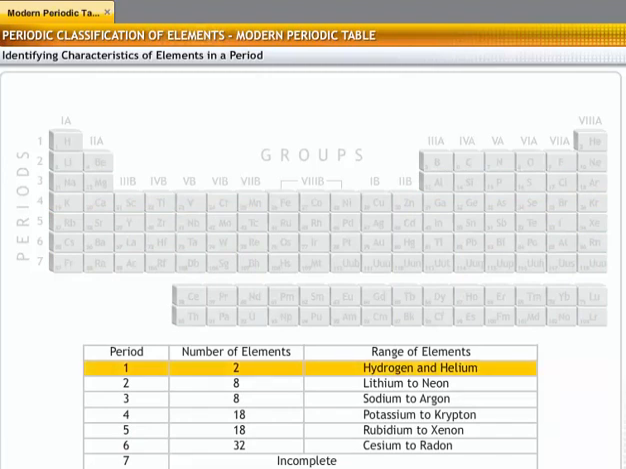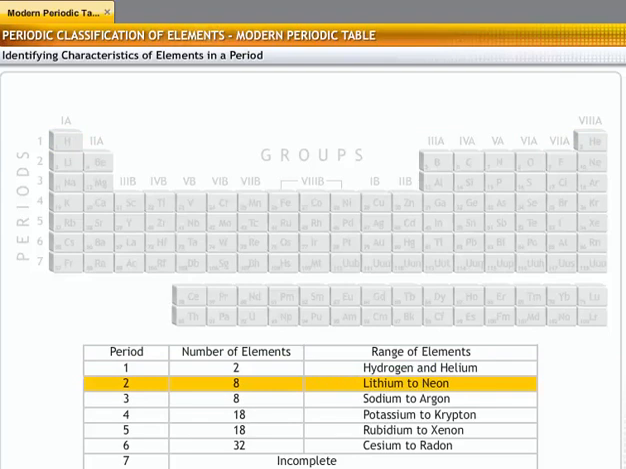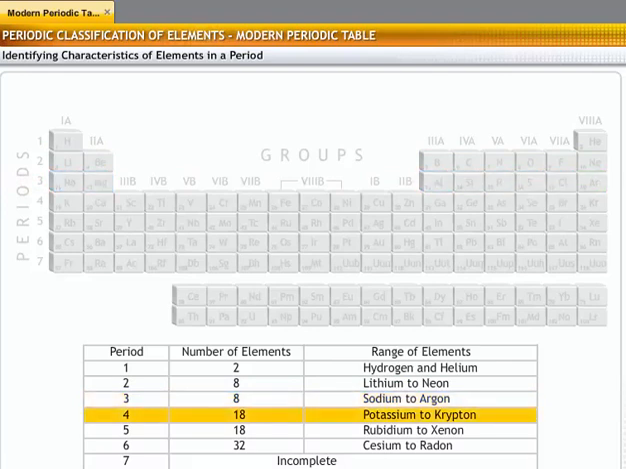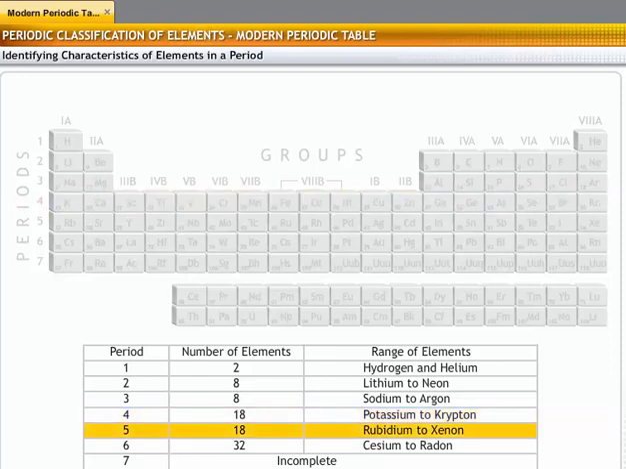The first period is the shortest period and contains only 2 elements, hydrogen and helium. The second period contains 8 elements, from lithium to neon. The third period also contains 8 elements, from sodium to argon. The fourth period is a long period and contains 18 elements, ranging from potassium to krypton. The fifth period contains 18 elements, starting from rubidium and ending at xenon.